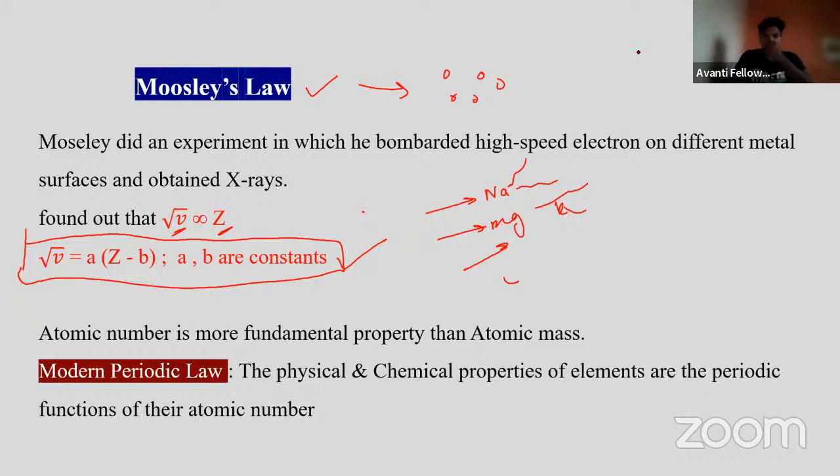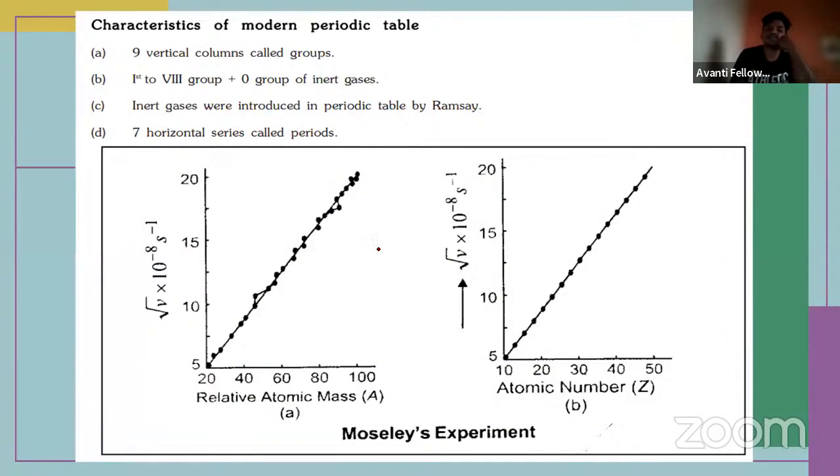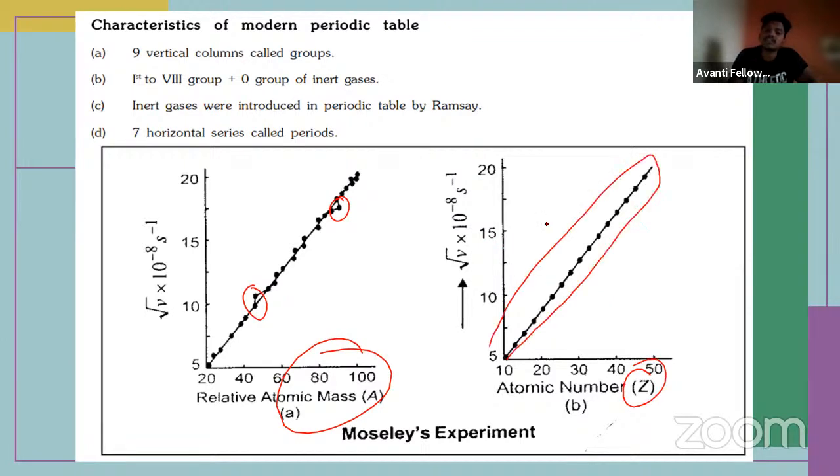So we can clearly say that certain radiations are emitted after passing the X-rays. These radiations have a certain frequency, and the square root of the frequency is directly proportional to Z, which is the atomic number. So now the scientist has formulated based upon the atomic number, not the atomic mass. When they plotted with atomic mass, they saw some steeps and slopes, some ups and downs. But when they plotted with respect to the atomic number, they saw a clear increase in the graph.